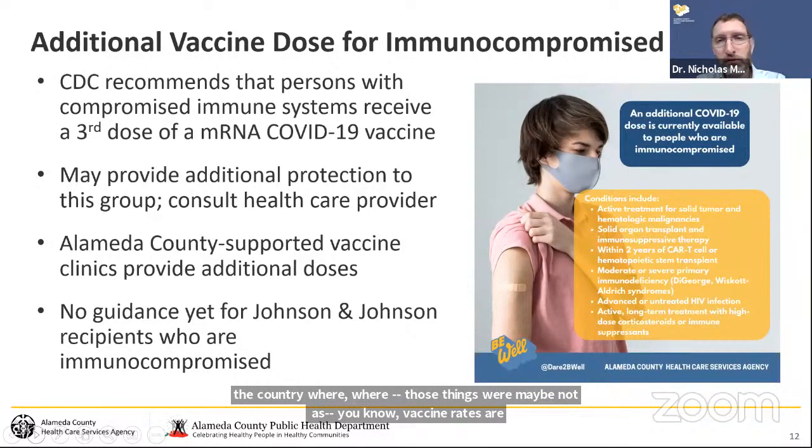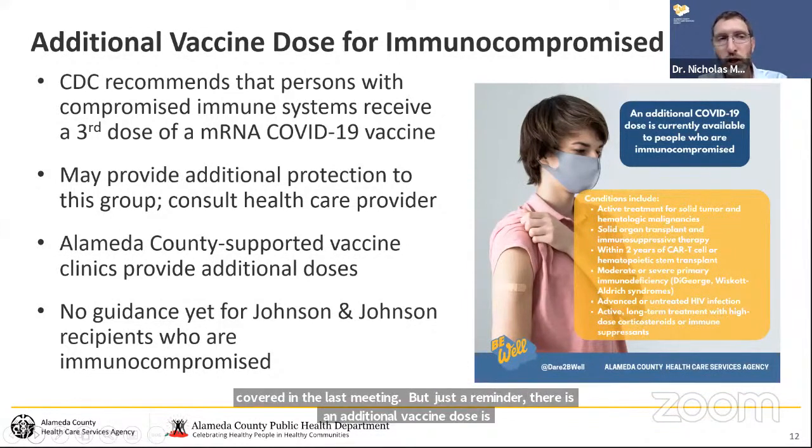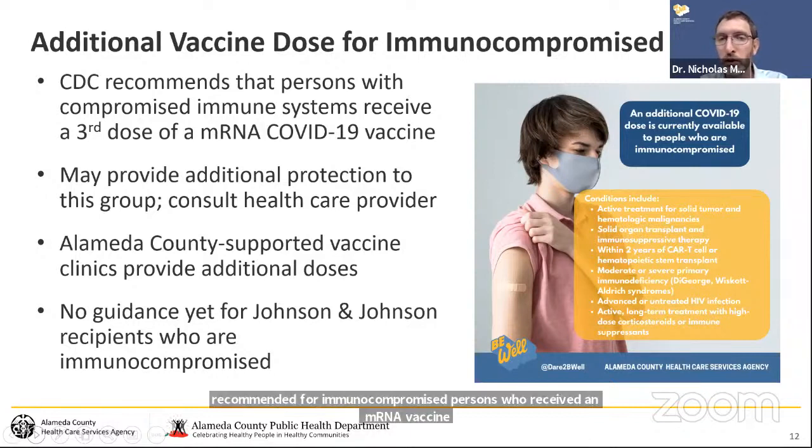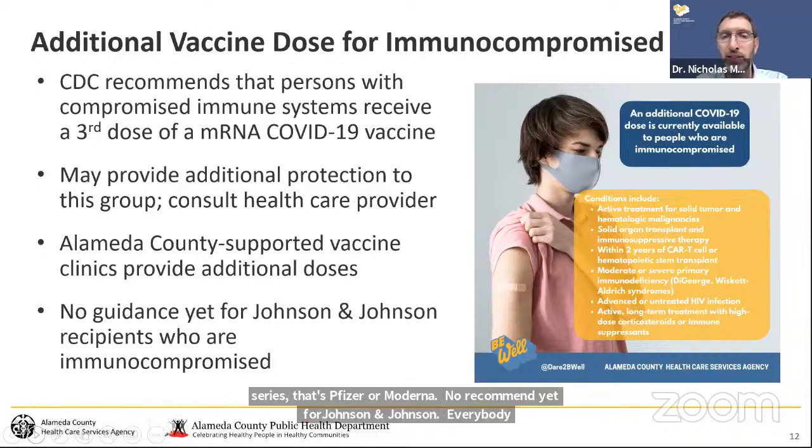I believe this maybe was covered in the last meeting, but just a reminder, an additional vaccine dose is recommended for immune compromised persons who received an mRNA vaccine series, that's Pfizer or Moderna. No recommendation yet for Johnson & Johnson. Everybody really is expecting or waiting to see something. I think there's just been less data.